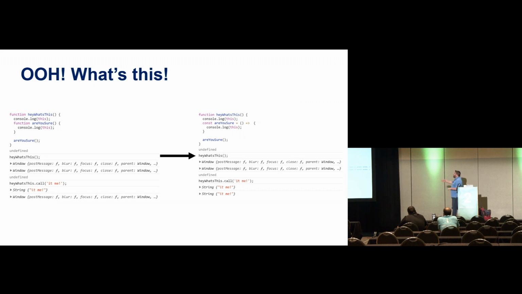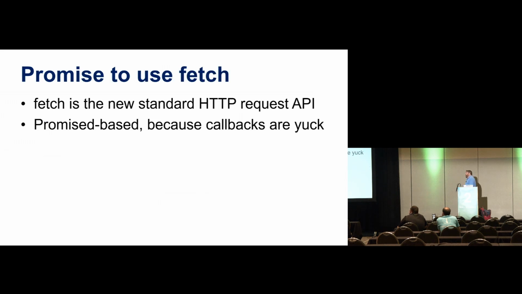I could have used, when I said "are you sure" inside of "hey, what's this?", I could have said "are you sure .call this", and I could have made sure it was the same. But who's going to remember to do that? I use arrow functions all the time. One place that I use arrow functions doesn't even have to do with this most of the time. It's just because it's a more terse syntax, but is using promises.